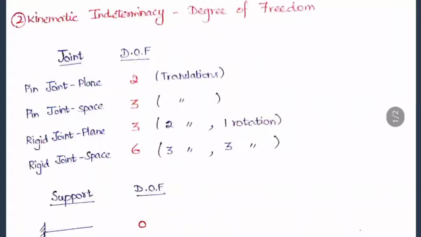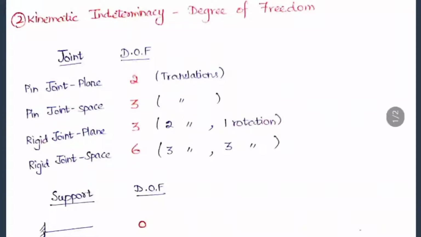So first let us see what the degree of freedom is, and the degree of freedom values for different joints and supports. The degree of freedom is nothing but the directions in which it can move. So the freedom is there for it to move or give some actions like rotation or deformation. That is called degree of freedom.